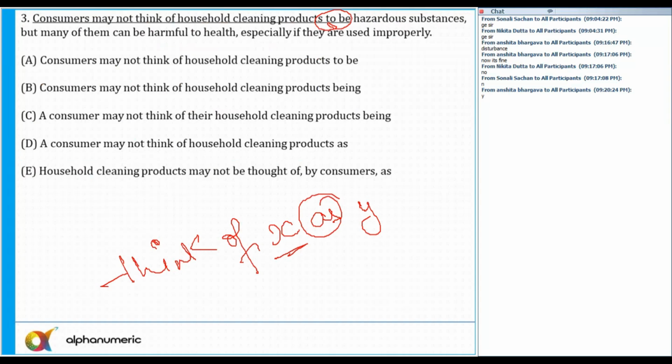Many of them can be harmful to health, especially if they are used improperly. Okay. So now the question is, which is going to be right? Number D. A consumer may not think of household cleaning products as hazardous substances, but many of them can be harmful to health, especially if they are used improperly. Yes, you think of X as Y, and I think that order is followed only in number D. That is why D is the answer for question number 3.